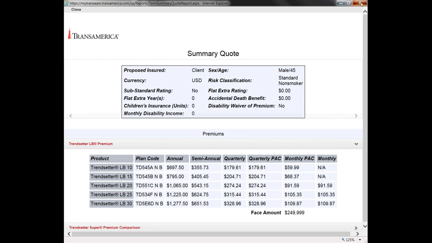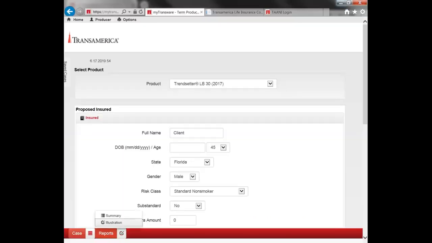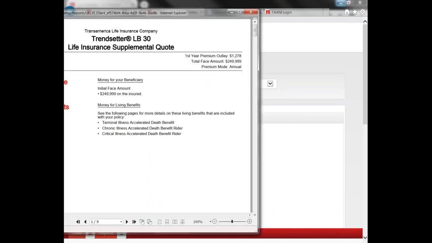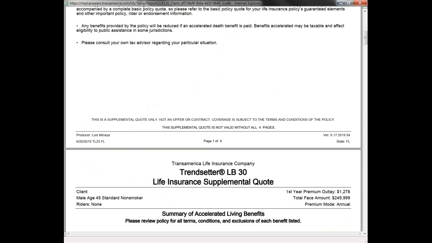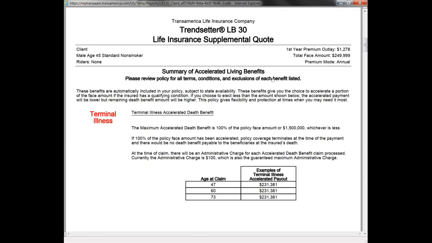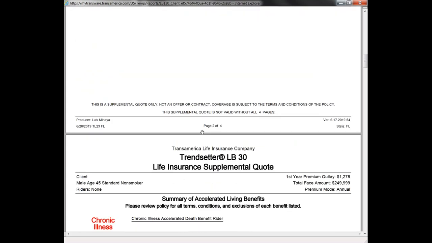So what does living benefit mean? So if I go to reports and I go to illustration, this is the full illustration on the product. It's going to give me the definition of what living benefit means. So it has a terminal illness, in the event the client is terminal, meaning they're not going to live for the next 12 months. They can accelerate up to 100% of the policy, up to $1.5 million.